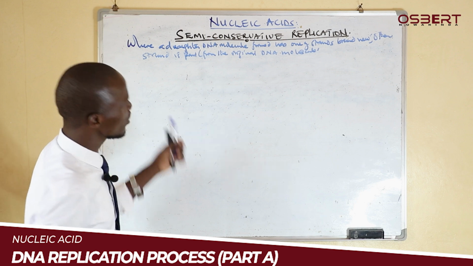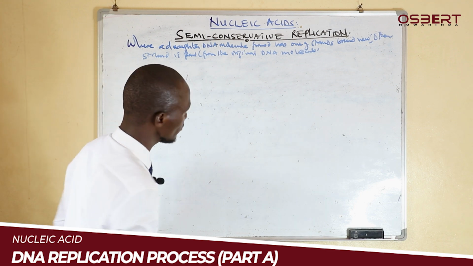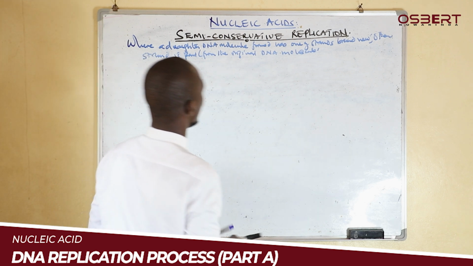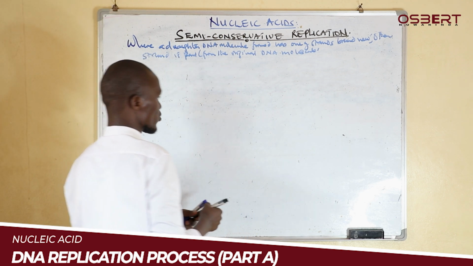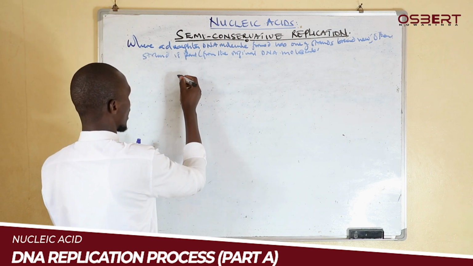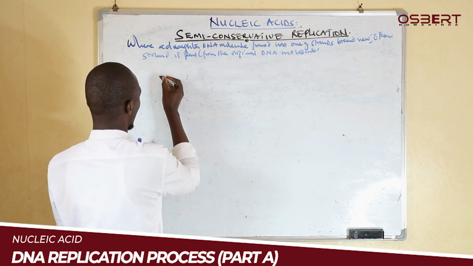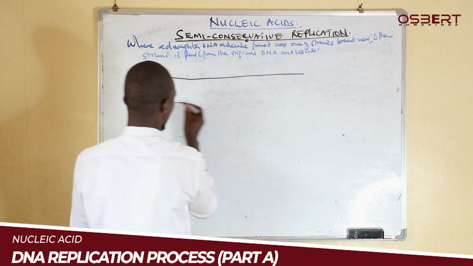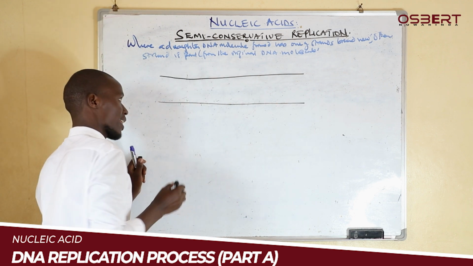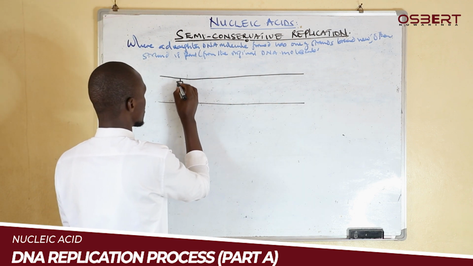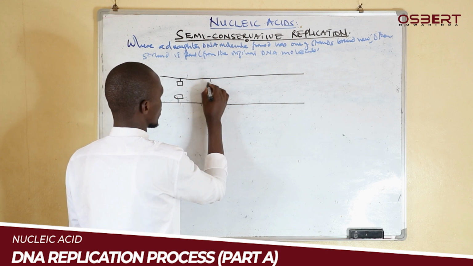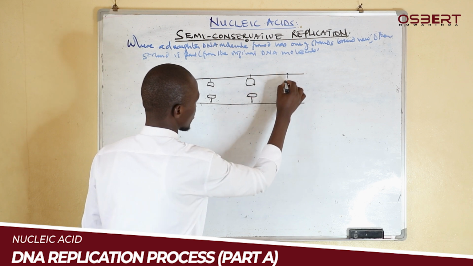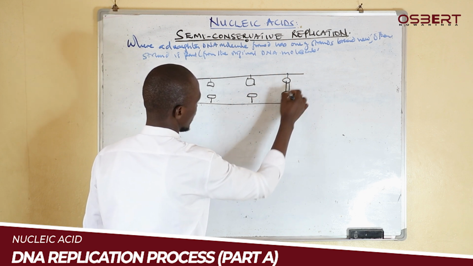So how does this take place? We are going to describe this process of DNA replication using this structure of mine, which is our DNA molecule. This DNA molecule has got nitrogenous bases, which interact together through what we call hydrogen bonds.